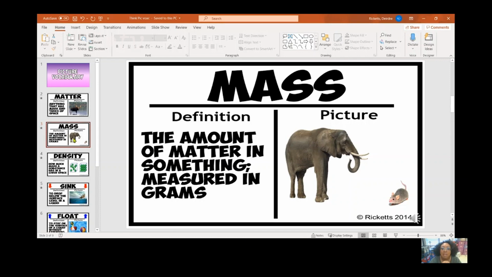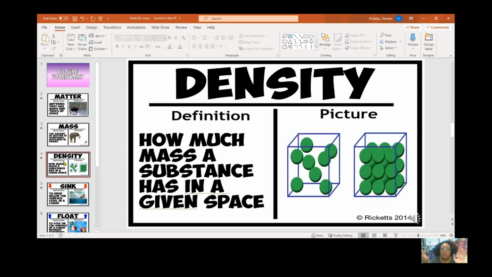Then we're also talking about mass when we talk about density, the amount of matter in something, usually measured in grams. So when you look at this picture, you can see mass and matter. So here we have density, how much mass a substance has in a given space. That's what density looks like. You see the two boxes, and there are little balls in the boxes. One has a lot, one has few. That's what we're talking about with density.